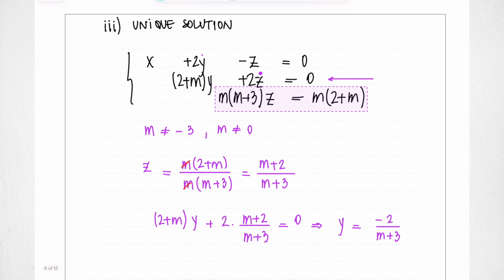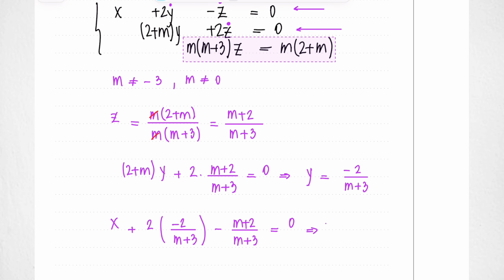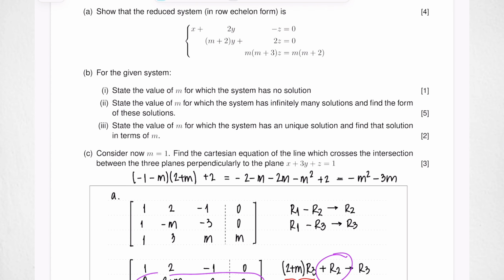And if you replace both y and z over here into the first equation, you get x plus 2 times negative 2 over m plus 3, which is y, minus z, and this is equal to 0. Therefore, you get x after simplifying as m plus 6 over m plus 3. All right, so we're almost done.